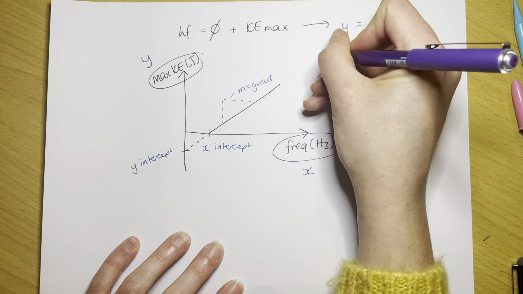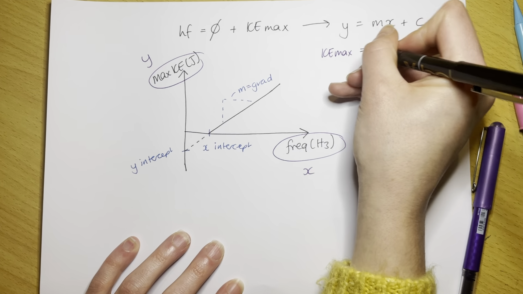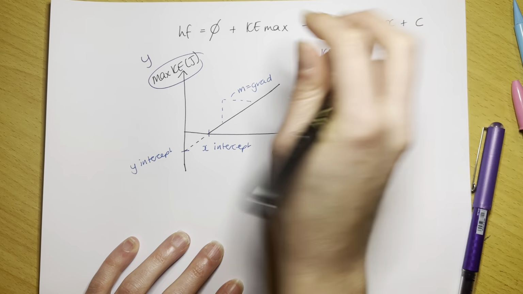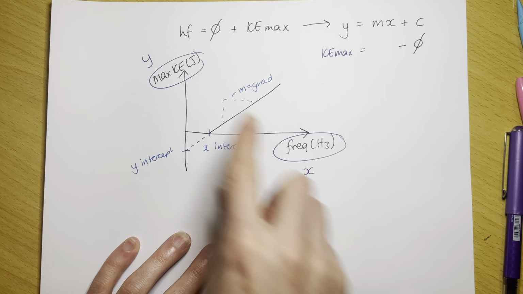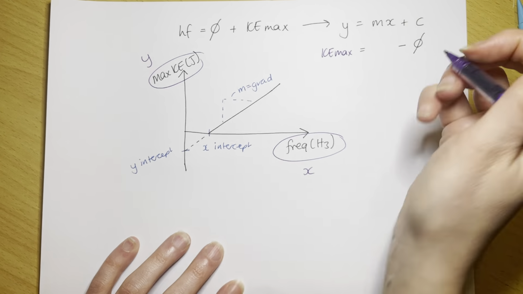So I'm going to write KE max equals, now I need to get phi on the other side to make it so KE max is on its own, and it's going to become a minus phi because I'm moving it over. And hf must be in this little gap here, but no, I can keep it as it is. So f is going to stay there, and then I've got hf minus phi. It's the same thing, I've just moved the phi over.